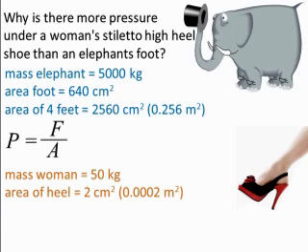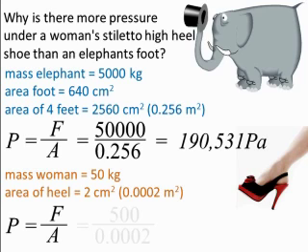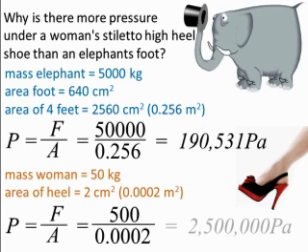So working out the pressure, first of all, the 50,000 newtons divided by the area, and you get 190,000 plus change pascals. For the woman, you've only got 500 newtons, but it's now concentrated on that tiny area, and you get 2,500,000 pascals. So the pressure exerted by the tiny woman on a tiny area is much larger than the pressure exerted by the huge elephant on the huge area.